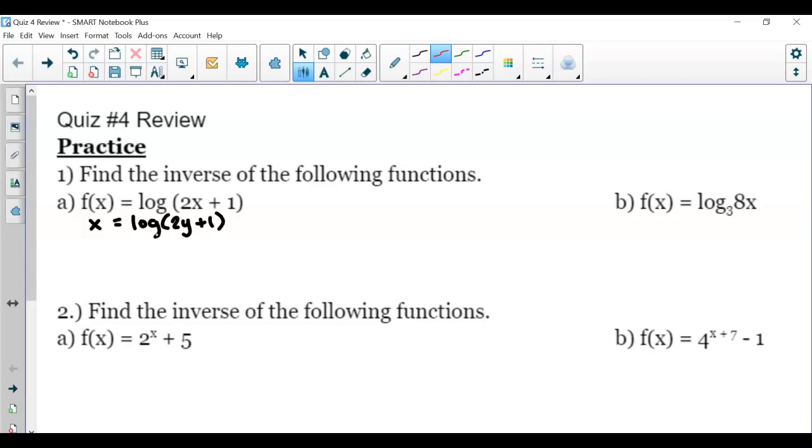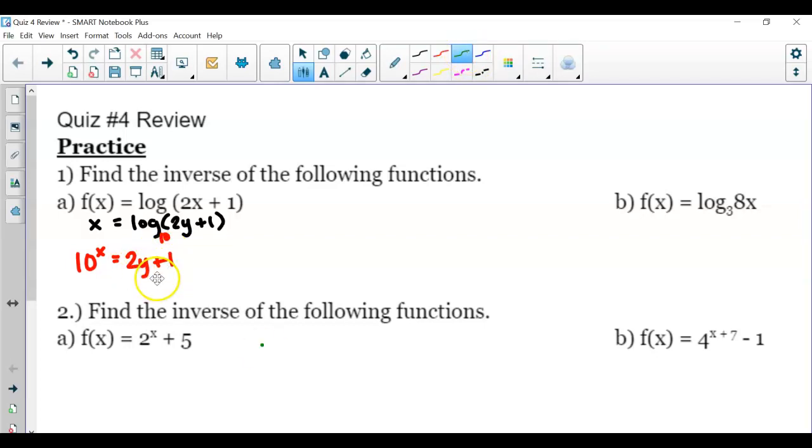Now always get the log or exponential by itself. Notice how everything is all grouped together inside the parentheses as if it's part of the log. So that means that the log here is by itself. So now we can convert this to the exponential. Here we have our common log, which has base 10. So this is 10 to the, well, what is the exponent? 10 to the x, which is now equal to 2y plus 1. And now we can solve for y.